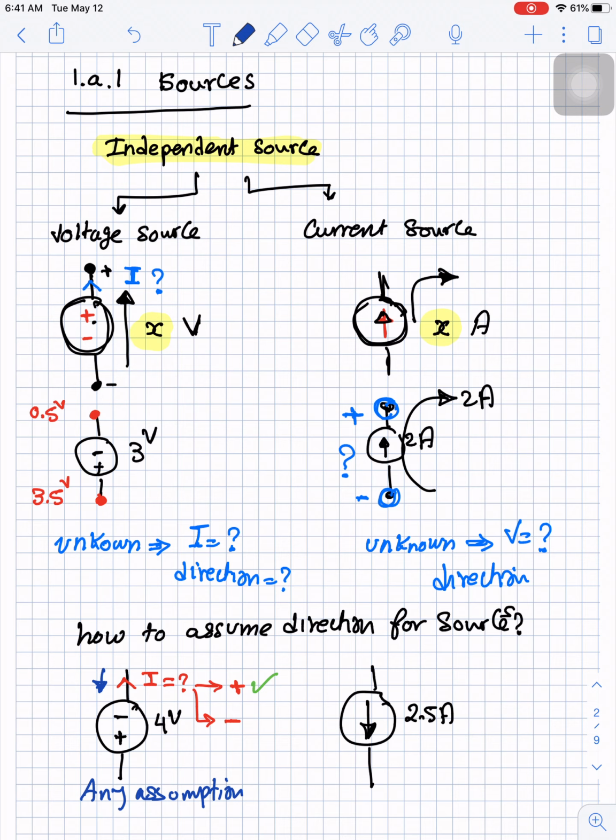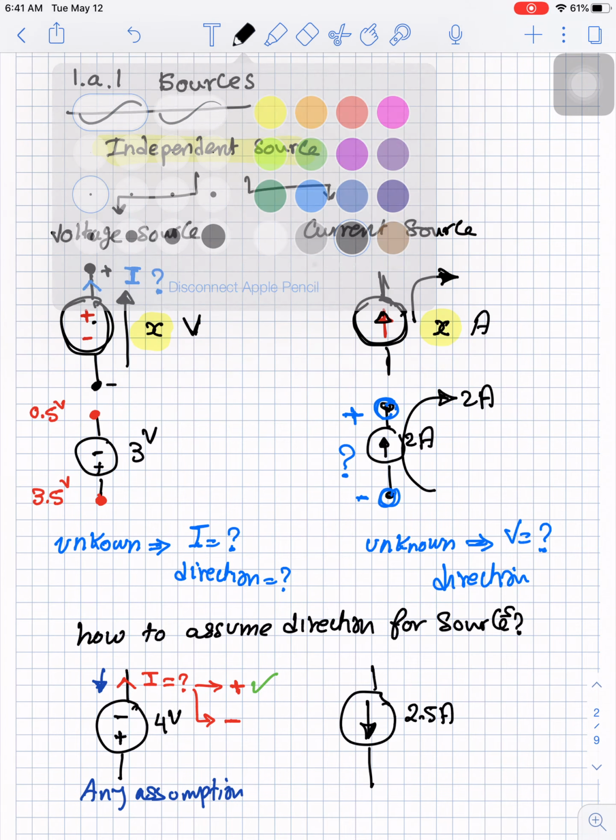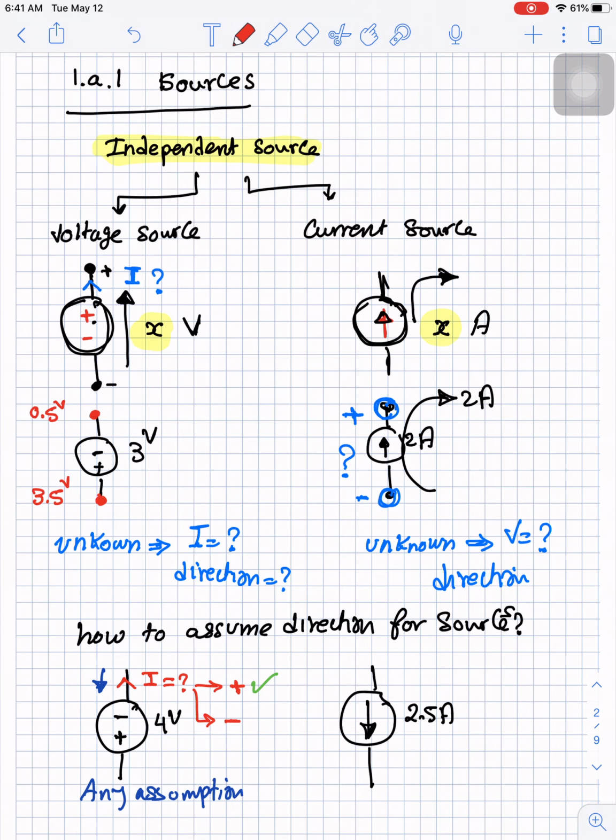For the current source, we can do the same. So we can assume that the polarity of the voltage here is positive, here is negative. Again, this is an assumption. And then you will solve the circuit and say you got the voltage as positive, which means your assumption was correct. If you get the voltage as negative, this means your assumption was not correct, and what you need to do is just reverse the two signs here if the value you get was negative.